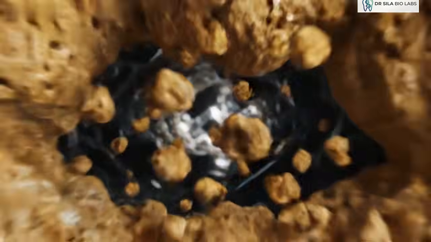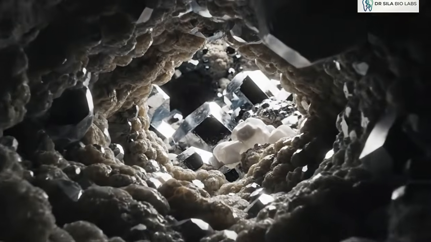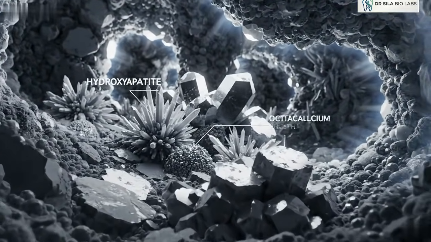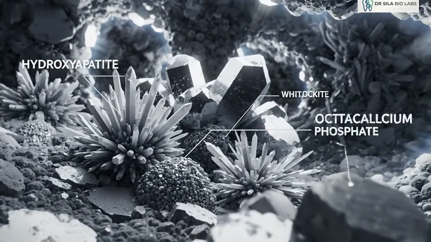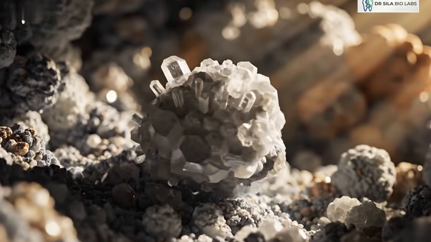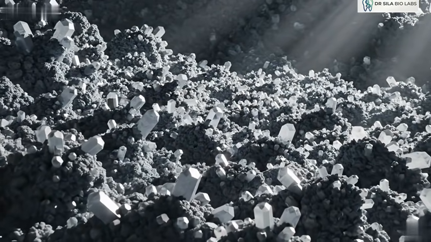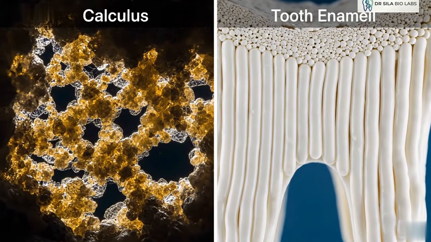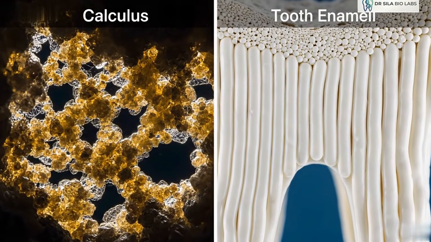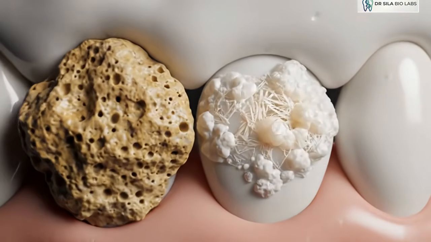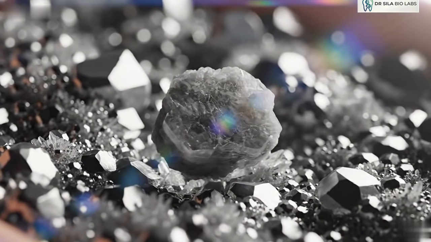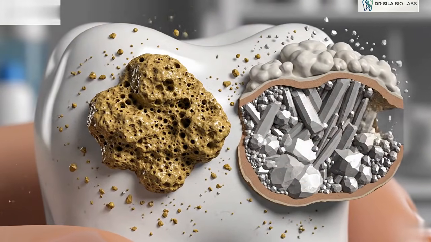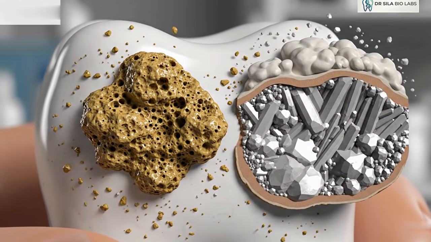Calculus may look like a simple hard deposit, but inside it contains several different crystal types. These crystals form as minerals accumulate and mature over time. The most common crystal found in mature calculus is called hydroxyapatite. Interestingly, hydroxyapatite is also the primary mineral found in natural tooth enamel. In newly forming calculus, a different crystal is often present. This crystal is called brushite. Brushite is commonly found during the early stages of calculus development.